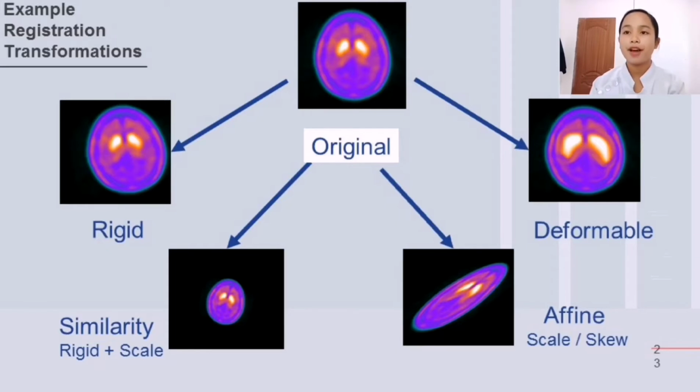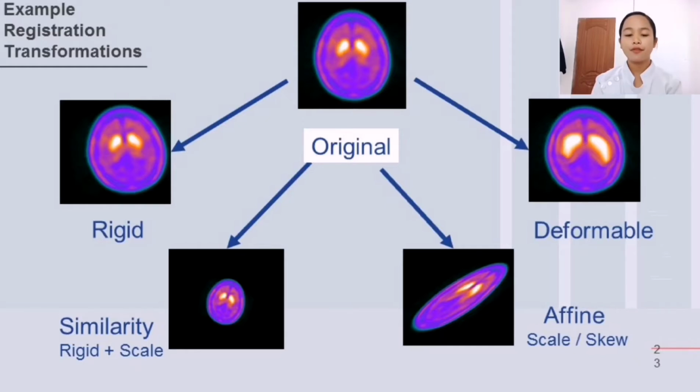Third is the affine. It is a linear mapping method that preserves points, straight lines, and planes. Sets of parallel lines remain parallel after an affine transformation. This technique is used to correct for geometric distortions or deformation that occurs with non-ideal camera angles.